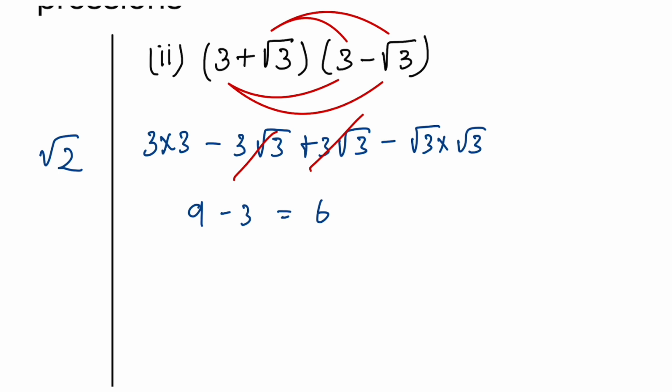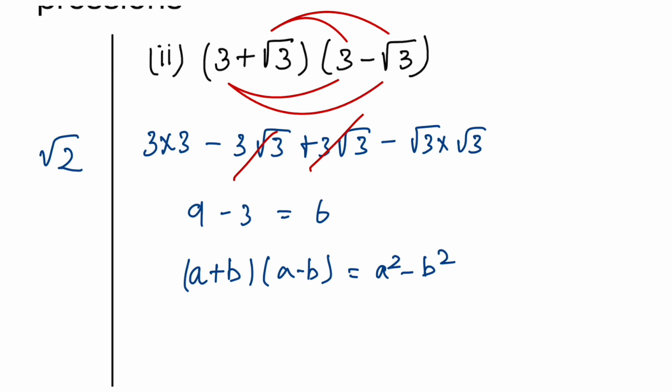Another way, or a simpler way, is using a formula. So that is a plus b into a minus b is equal to a squared minus b squared. During the example problems, we have solved multiple examples with the same formula, so it's not new to you if you have watched those videos, right?